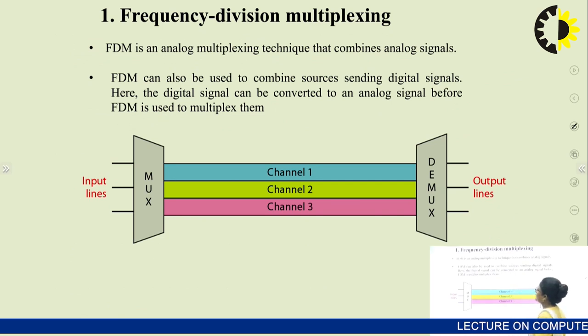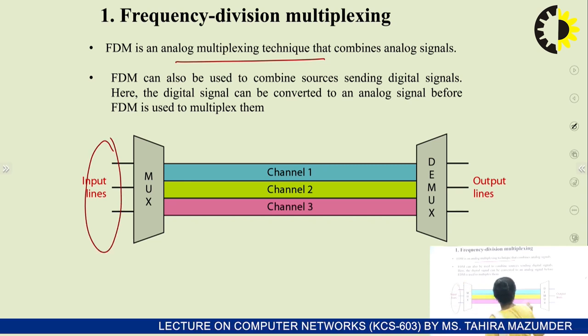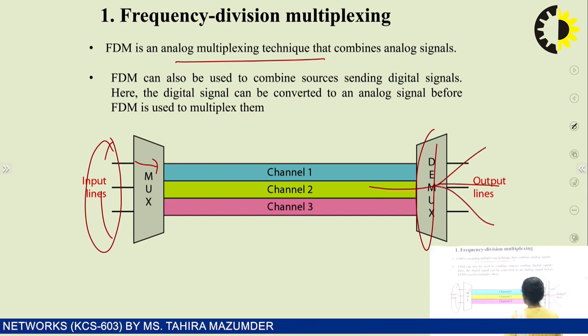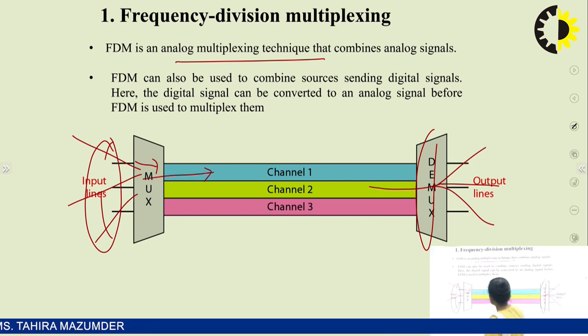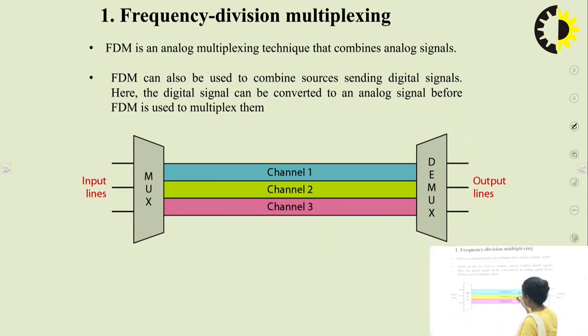Now, this is a figurative representation of what I just explained, frequency division multiplexing. As I told you, it is basically an analog multiplexing technique. Here, we have input devices coming from multiple input lines, which are fed to your multiplexer. Then you have the demultiplexer, which takes the data from a single link and gives it to multiple devices. Here, data from multiple input devices goes to a single link. In this link, we have three channels because we are having data from three different input lines, right? And how exactly this works, I'll explain again in the next slide.